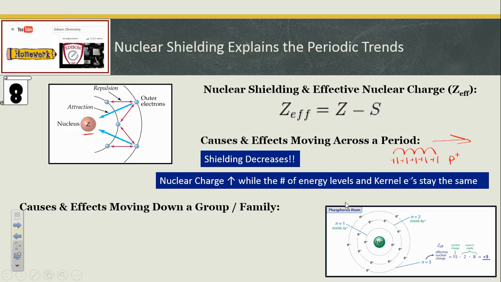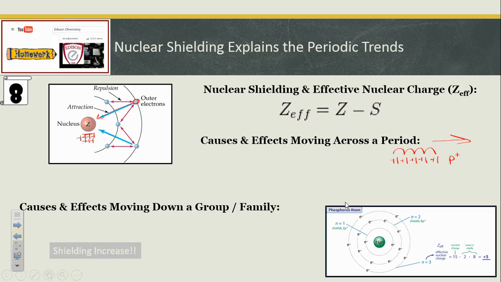So that positively charged nucleus, as you add more protons to it, is going to pull on the outer electrons, pull them even closer. Because yes, you are adding electrons as you add more protons, but they're all going into the same energy level. They're all the same distance from the nucleus. So the nucleus being stronger pulls on those outer electrons more, and it sucks all the electrons in, even the kernel ones, in closer to the nucleus.